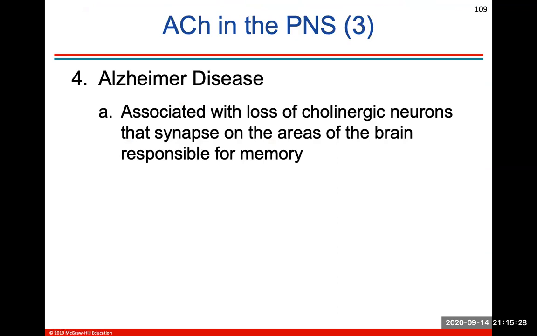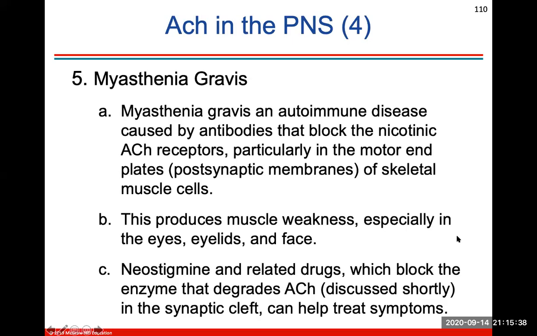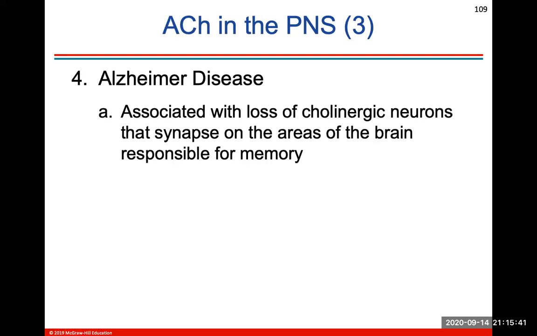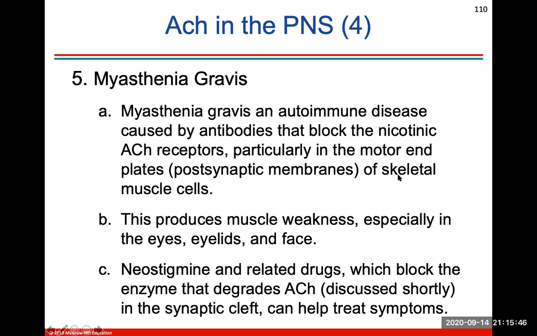Alzheimer's disease is associated with the loss of cholinergic neurons that synapse on the areas of the brain responsible for memory. So that's what Alzheimer's disease does. It's a loss of neurons that synapse in areas of memory in the brain. Myasthenia gravis is an autoimmune disease. Whenever you see the word autoimmune, that means the body attacks itself. This is caused by antibodies that block acetylcholine receptors, which could also lead to muscle weakness or paralysis.